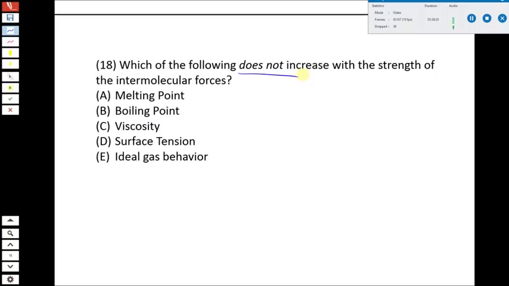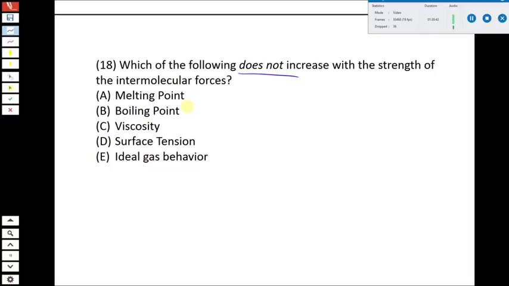So we have two phase change temperatures, melting point and boiling point. Remember that for both melting and boiling, we're taking a solid substance and breaking intermolecular forces to make it into a liquid. And then for boiling, we're taking a liquid which has intermolecular forces and completely breaking those to liberate the molecules into the gas phase.